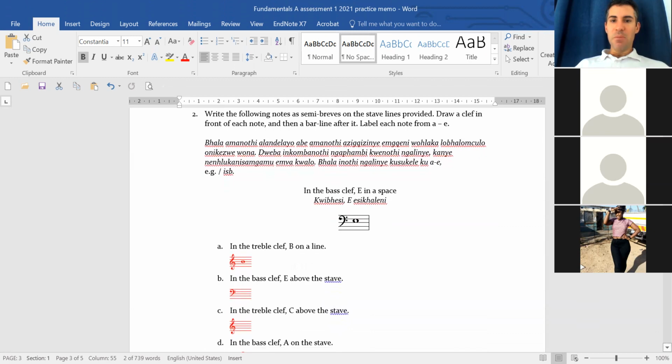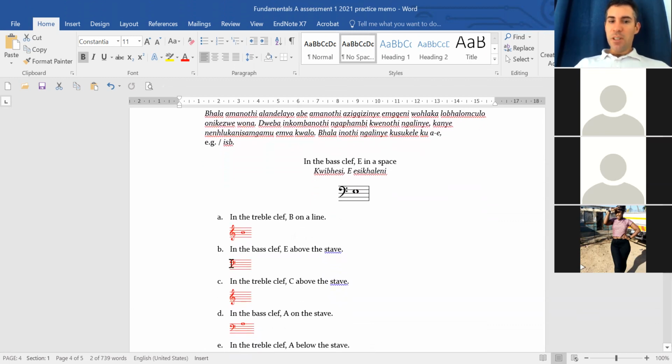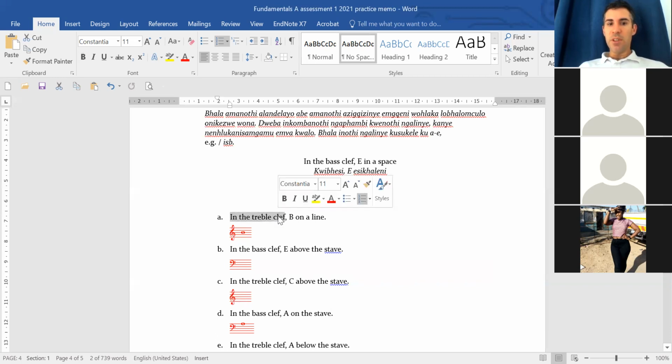Right, here's the one that's a little bit more difficult. In this one, I couldn't draw the answers on here because my computer wouldn't do the ledger lines for some reason. So I will explain to you how they work. You have to draw the note according to what is given to you. It says in the treble clef. So the first thing is you draw a treble clef.